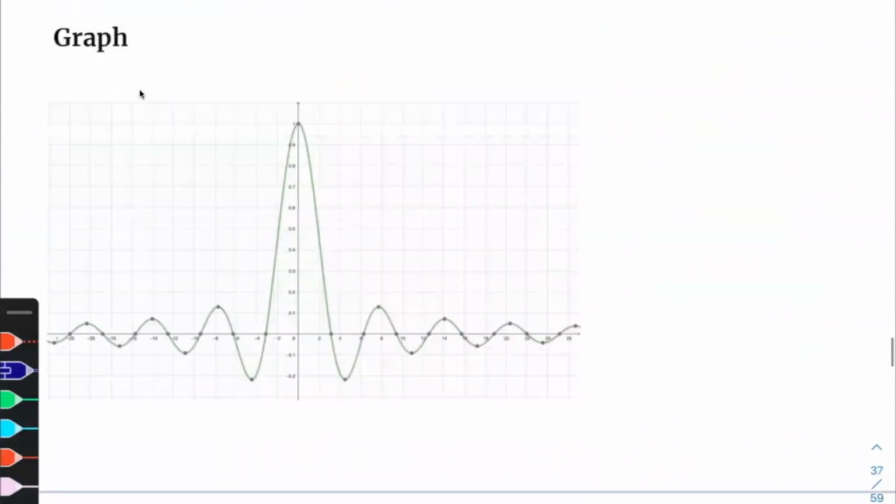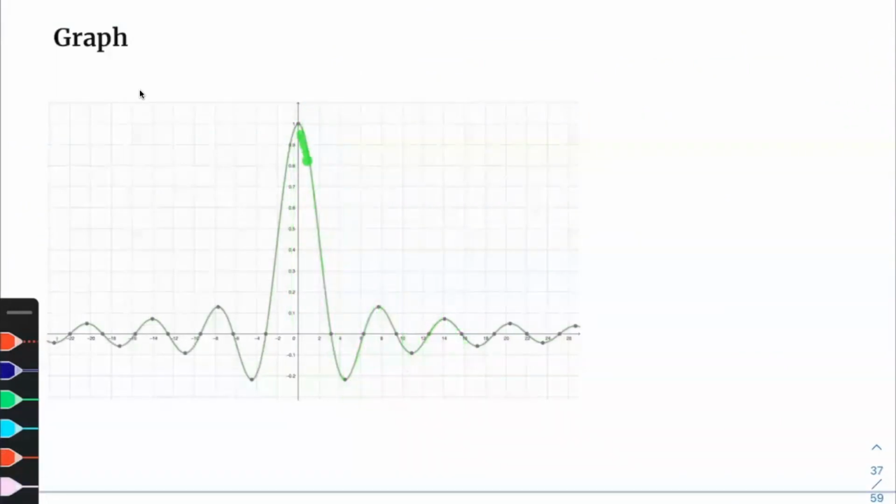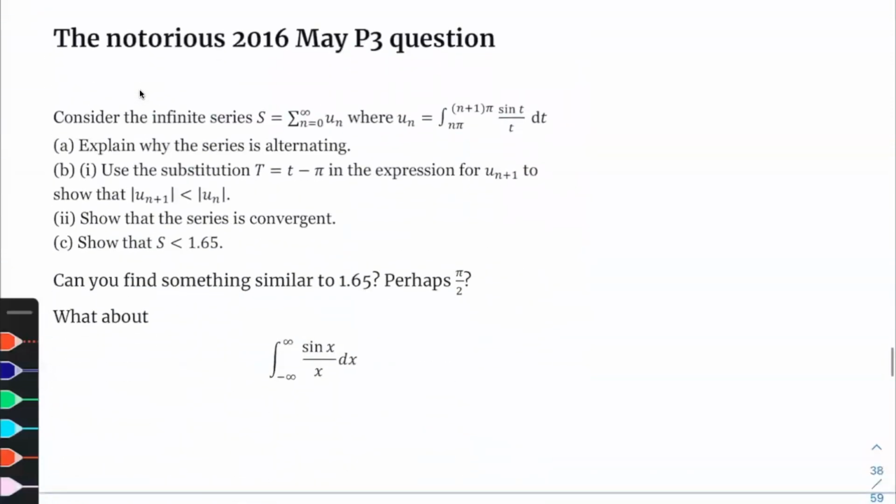It looks like this. It's an alternating function. It goes positive, negative, positive. But as you can see, the amplitude is getting smaller and smaller. It converges to a horizontal asymptote of 0. That question also appears again in 2016. But forget about anything else.